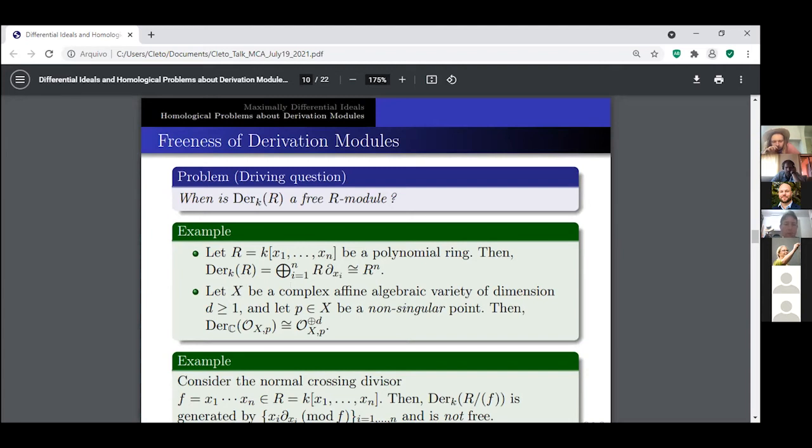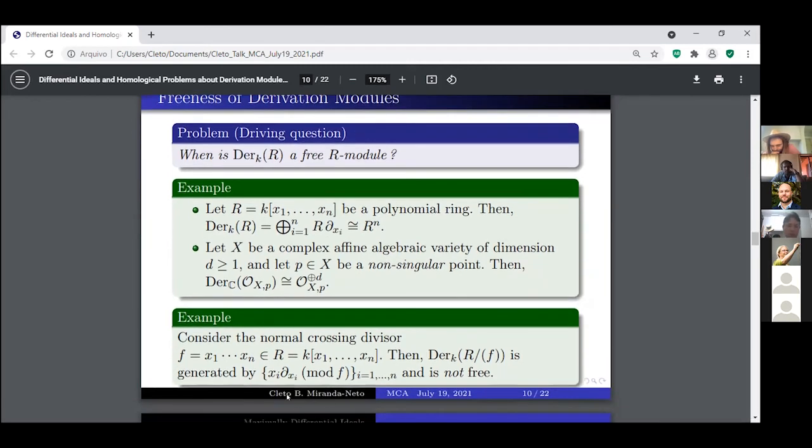If you have a polynomial ring, then the module of derivations is free on the partial derivatives. If you have a complex affine algebraic variety, and the local ring of it at a non-singular point has a free derivation module, and so on. This is well known. On the other hand, not always is the module of derivations free, of course. You may consider this normal crossing divisor, and the derivation module of the hypersurface ring is in fact minimally generated by these n derivations here. So what happens here is that this module is no longer free. Why? Because it's minimally generated by n elements, but its generic rank is n minus 1. So these two numbers don't agree, so it cannot be free.